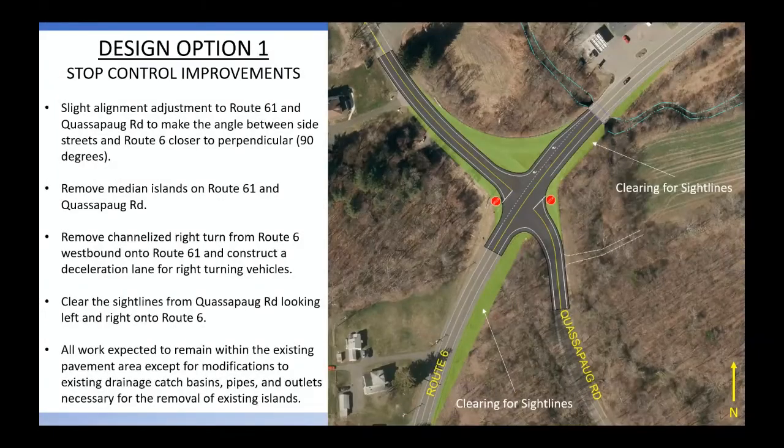All work is expected to remain within the existing pavement area, except for modifications to existing drainage catch basins, pipes, and outlets necessary for the removal of existing islands. The proposed pavement area for the final condition is shown in dark gray. All disturbed area that will be planted with grass or landscaping is shown in green.